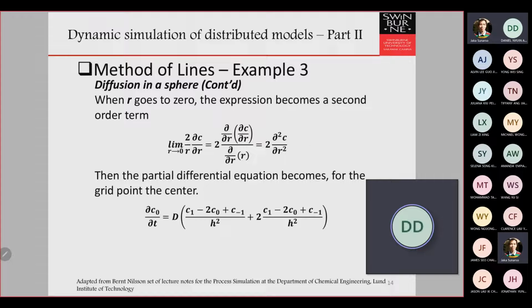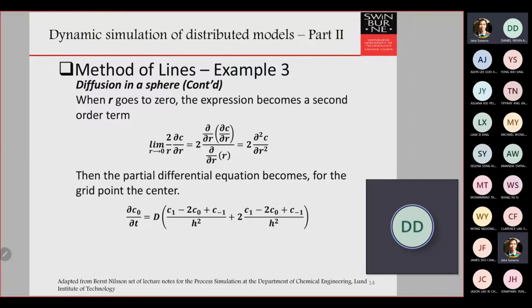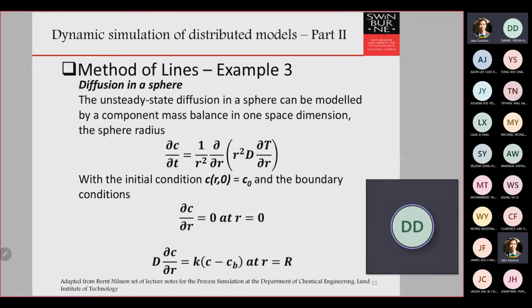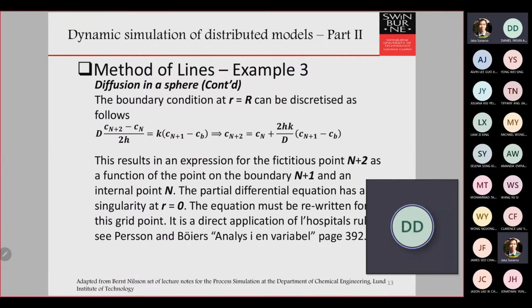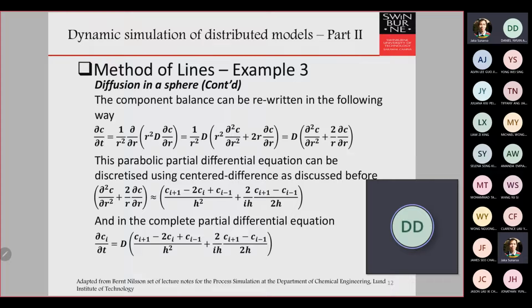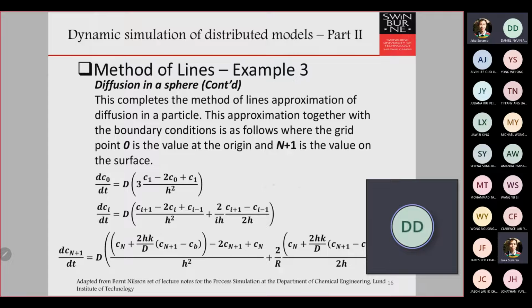So then the partial differential equation for the grid point at the center becomes this. With this application of the method of the fictitious point for the boundary condition at r equals 0, and also for the boundary condition at r equal R, and with this partial differential equation converted into a finite difference form, then we can solve this particular problem of the diffusion in a sphere. Okay, so that's where we have this one.